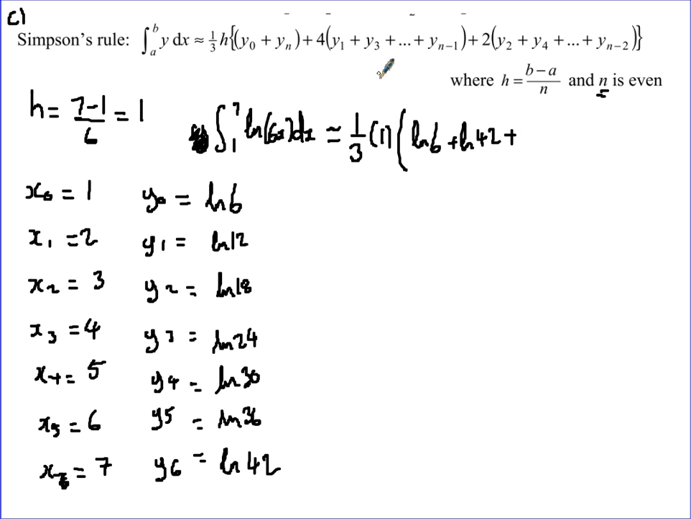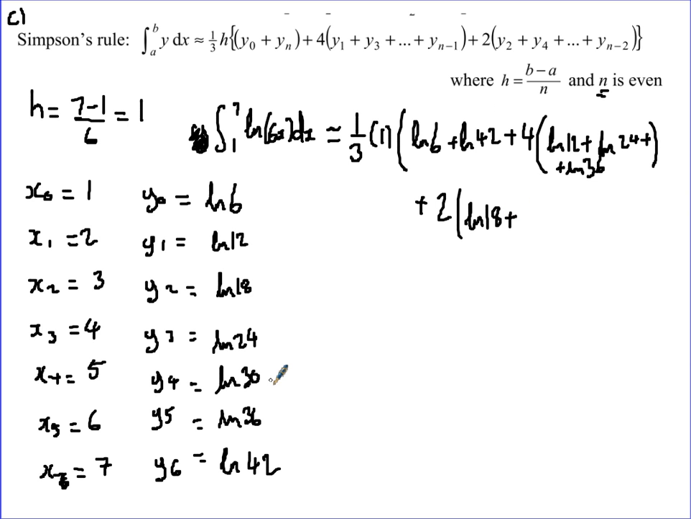And then I'm going to add 4 lots of my odd y numbers, so y1, y3 and y5, so it's ln 12, ln 24, and then ln 36. And I'm also then going to add 2 lots of my evens, y2, which is ln 18, y4, which is ln 30, and that's it, because y6 is the end point here.